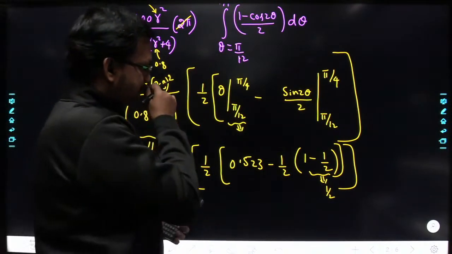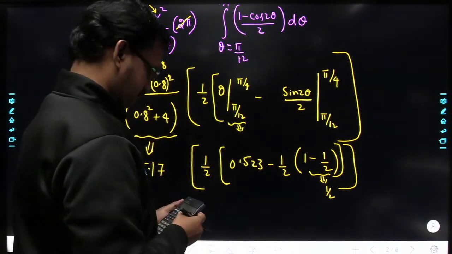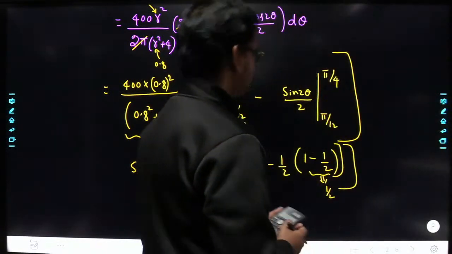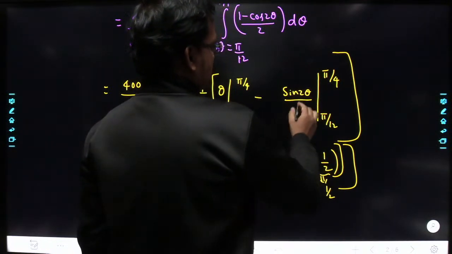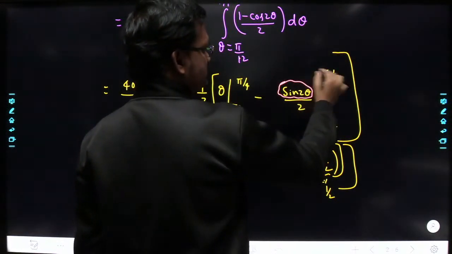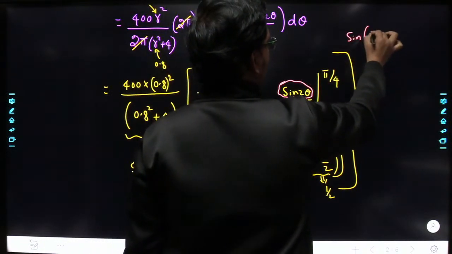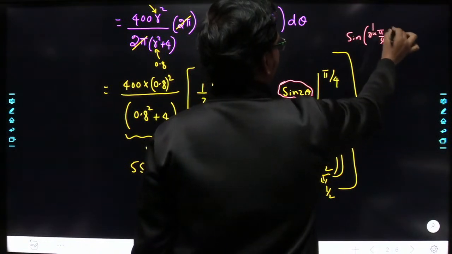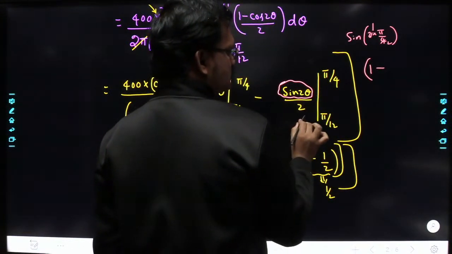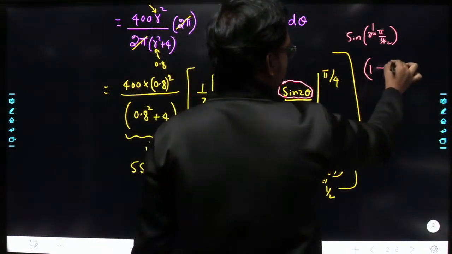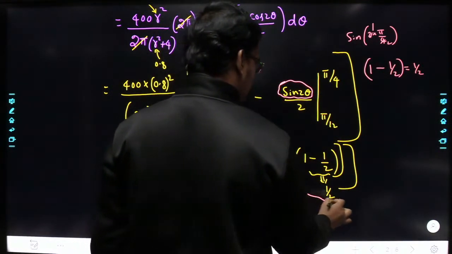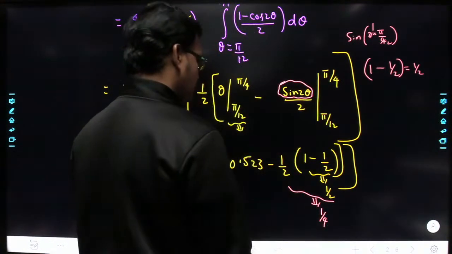How much you are getting here? 25.71. Maybe while substituting the values here, you are substituting 2 into pi by 4. See, sine of 2 into pi by 4 is nothing but what? Sine pi by 2, that is 1 minus of what? Pi by 12. If you substitute pi by 12 here, 2 into pi by 12 means pi by 6. Sine pi by 6 value is 1 by 2. So 1 minus 1 by 2 value is 1 by 2. So here already 1 by 2 is there. So you are going to get here 1 by 4, right?